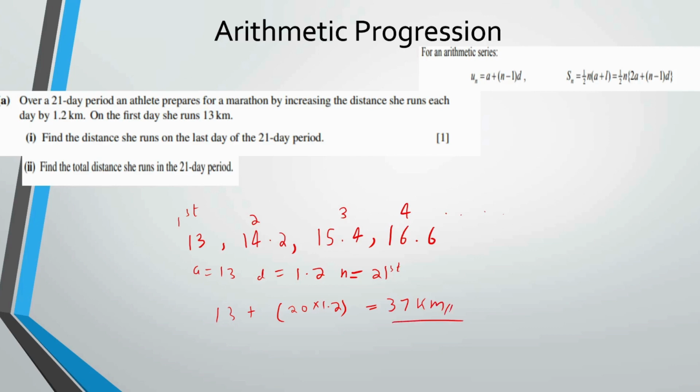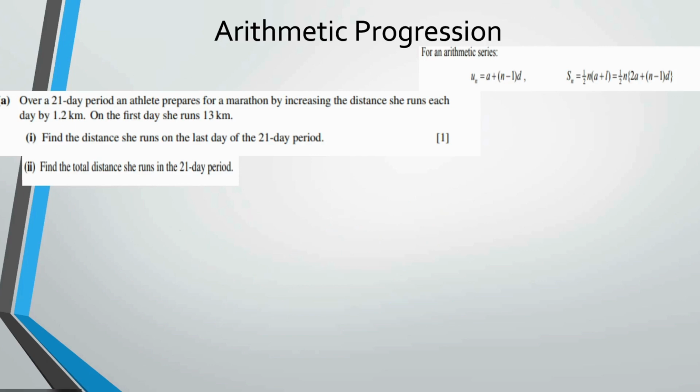Now we need to find the total distance she will run in the 21-day period. Let me erase this. Now let's apply the formula. So 21 over 2 into 2 times 13, plus n minus 1, so 21 minus 1, 20, into 1.2. This is going to be our answer, and our answer comes out to 525.